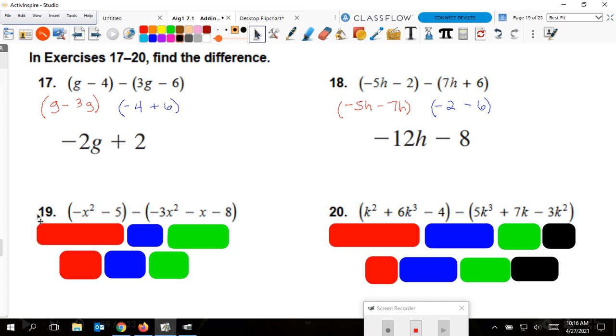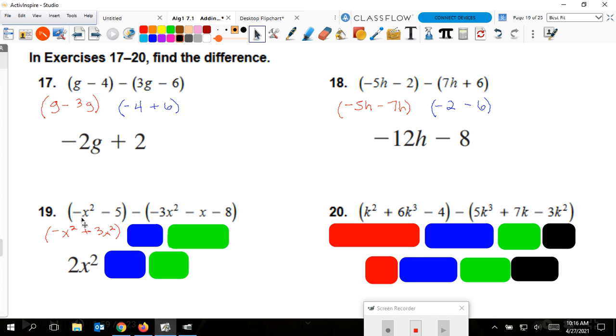Number 19, x squared is the first term. So we have negative x squared, then a minus negative 3x squared. So that's negative times negative. That will turn this into a positive 3x squared here. So negative x squared plus 3x squared is what we need to combine. So taking 1 away from 3 is going to be positive 2x squared for the first part of our answer.